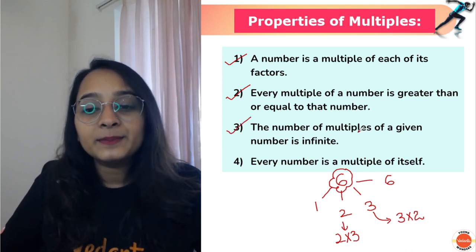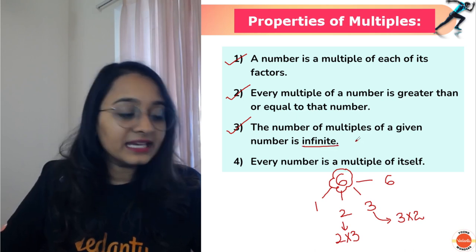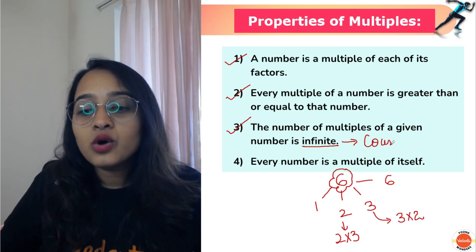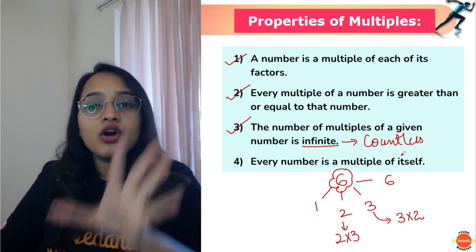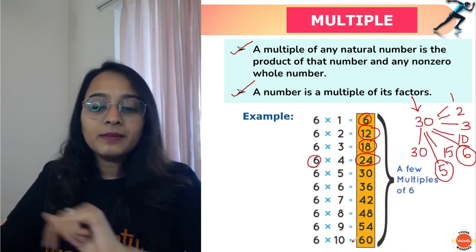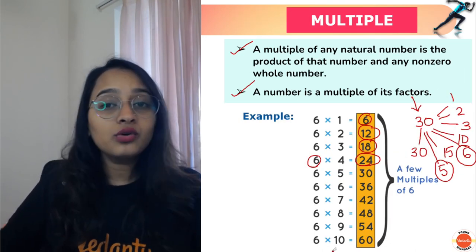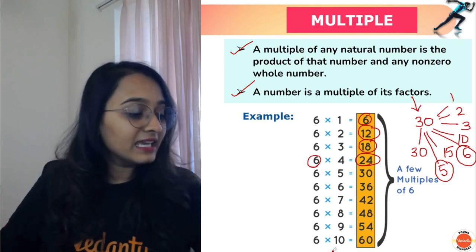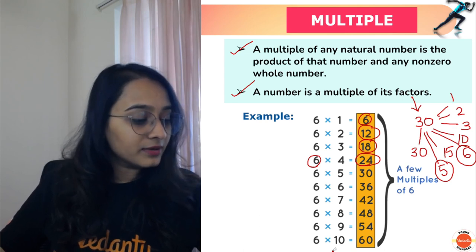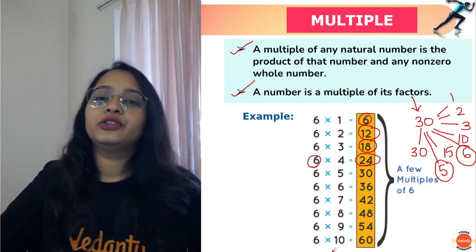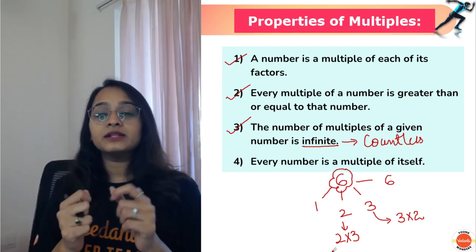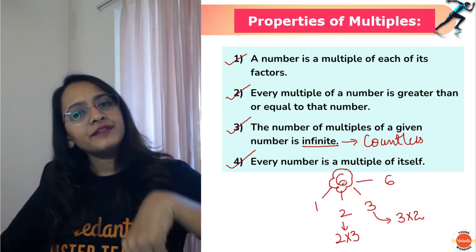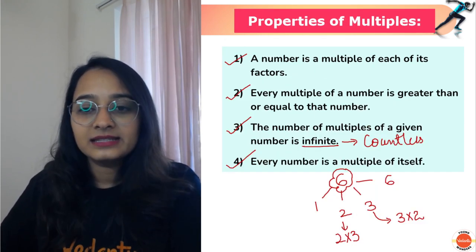And the number of multiples of a given number are infinite. What does infinite mean? Infinite is countless. You cannot count them. Why? Because this 6 table of ours, does it end here? No, 6 into 11, 6 into 12, 6 into 13, 14, 15, 16, 17. The list keeps on going. So, since the list keeps on going, you can see that the multiples are infinite. And every number is a multiple of itself. 6 is a multiple of 6 and so on.